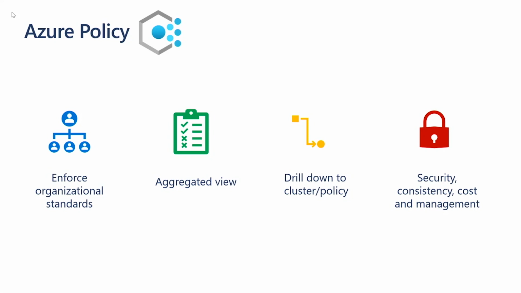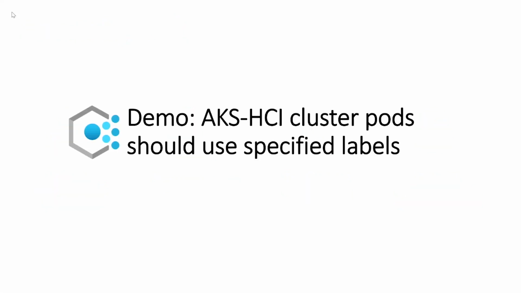Azure policies can be divided into 4 main buckets: policies that provide security, those that provide consistency, those that help you manage costs in your organization, and those that help you manage these resources. In this demo, we're going to take a look at how Azure Policy helps you drive consistency across Kubernetes clusters in your organization. Specifically, we're going to take a look at how an Azure Policy helps make sure that your AKS HCI cluster pods have specified labels.